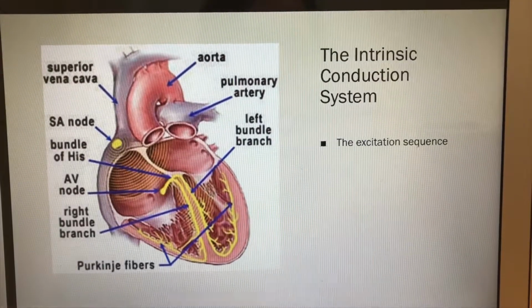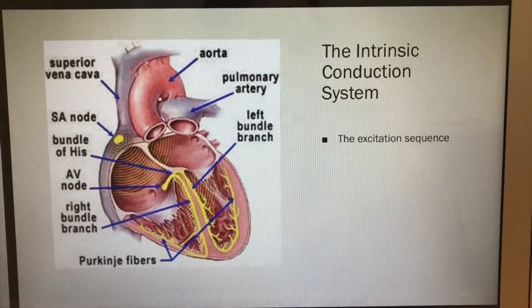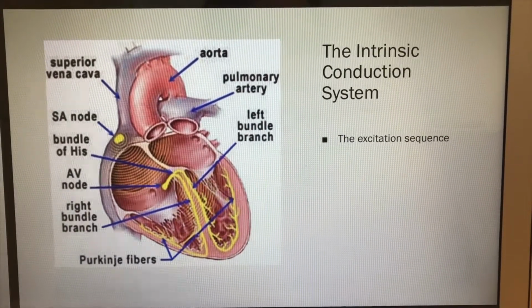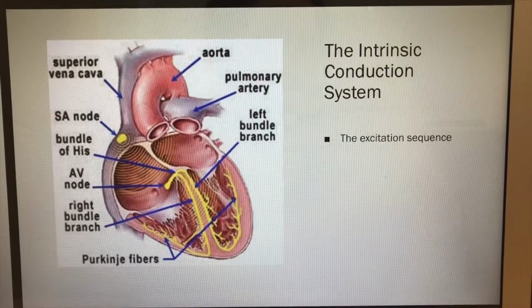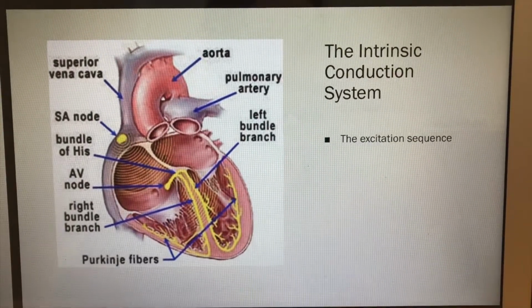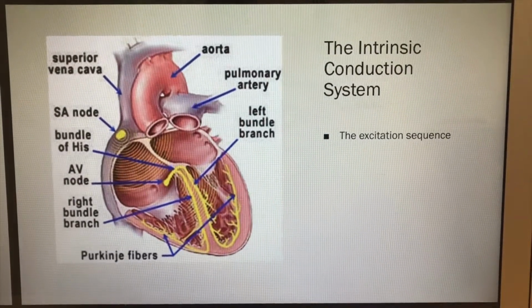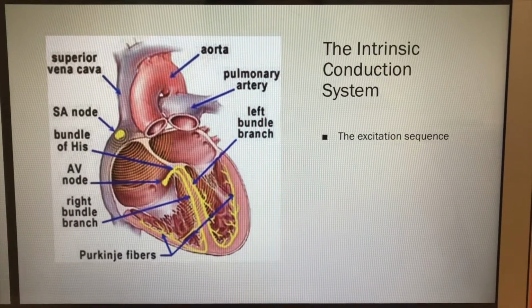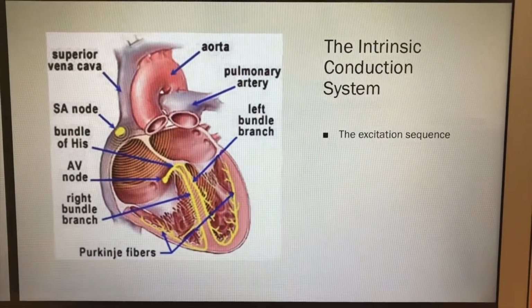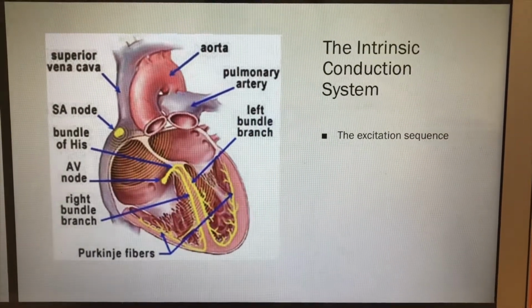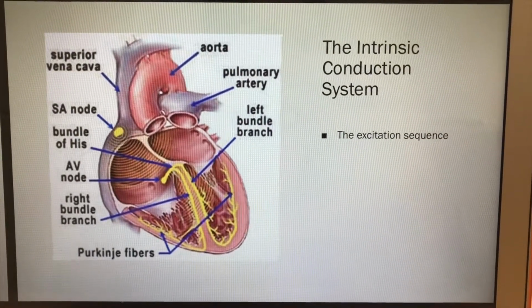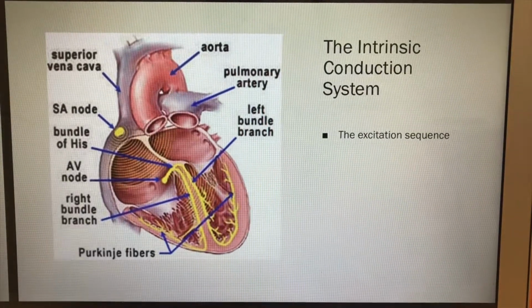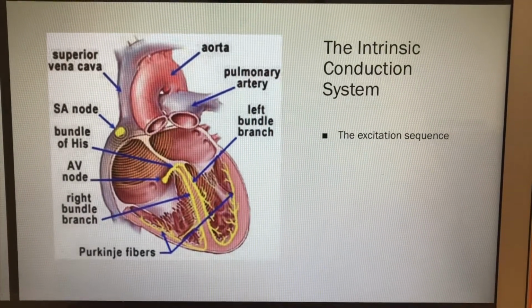The intrinsic cardiac conduction system sets the basic rhythm for the heart. The action potential is initiated by pacemaker cells. The sequence of excitation is as follows. The sinoatrial node, or the SA node, is located in the right atrial wall and sets the pace for the heart. The SA node typically generates impulses about 75 times every minute. Its rhythm, called sinus rhythm, determines the heart rate.